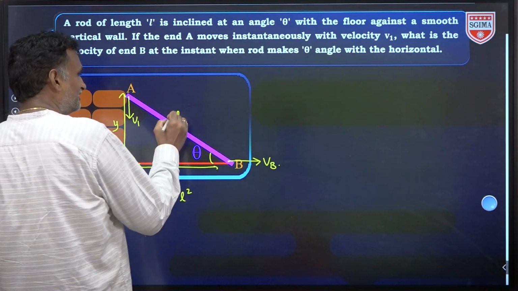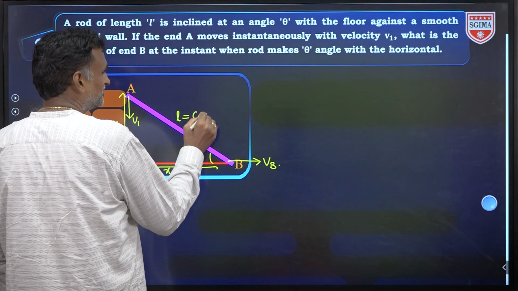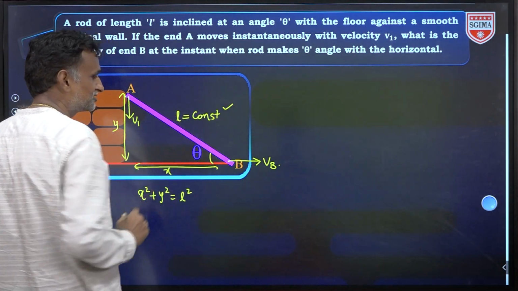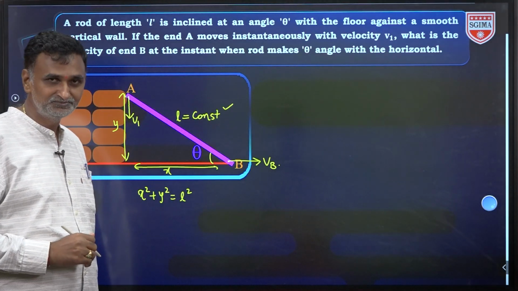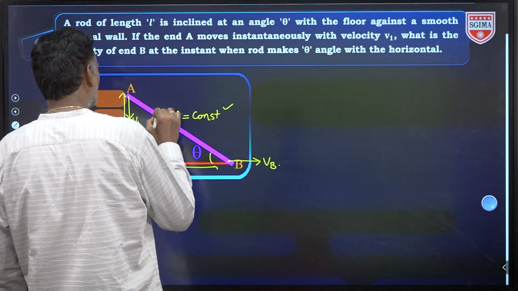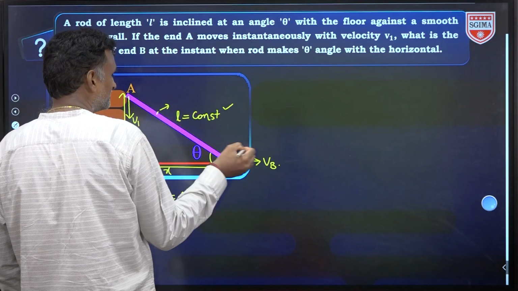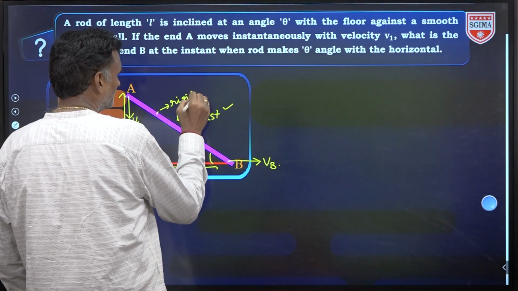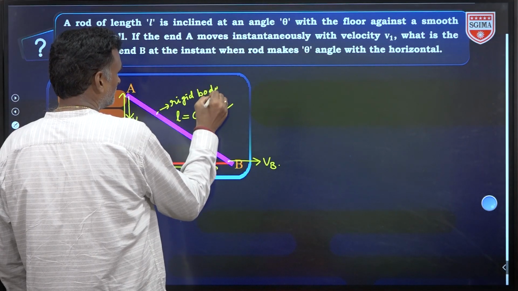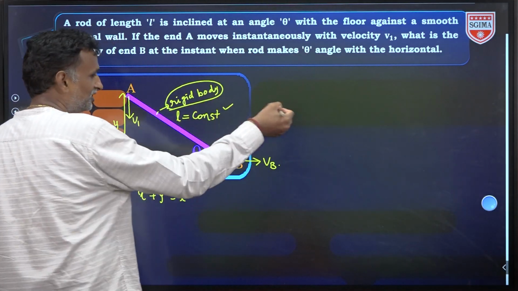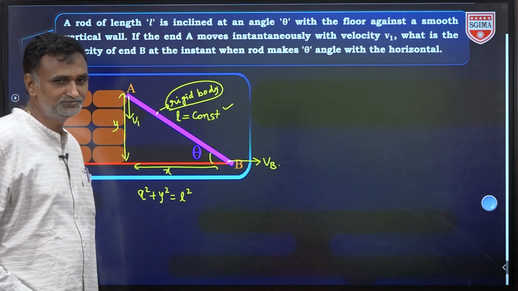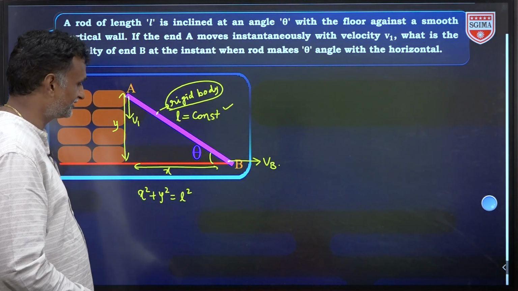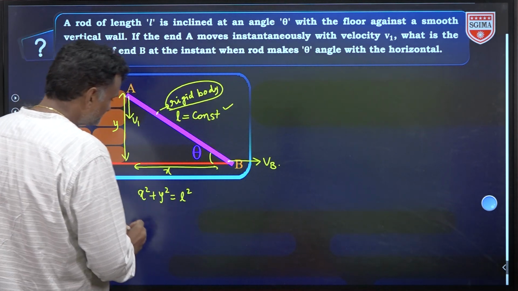So, the change in the length must be 0, because the length is constant for whatever the instant may be. You cannot consider it as a very small particle; you can consider it as a rigid body. What is a rigid body? I will explain in the next slide, wait for that one.